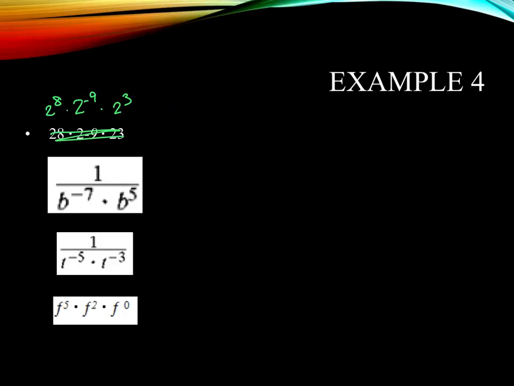And for our last example, I have 2 to the 8th times 2 to the negative 9th times 2 to the 3rd. This is going to give me 2 to the 8th plus negative 9 plus 3. The 8 plus a negative 9 is going to be a negative 1. Negative 1 plus 3 is going to give me a positive 2. So 2 squared is really 4.